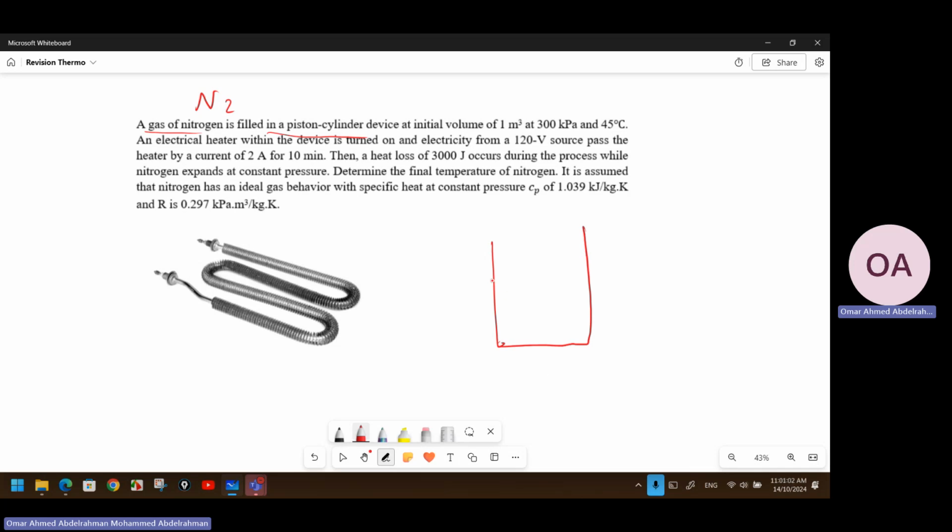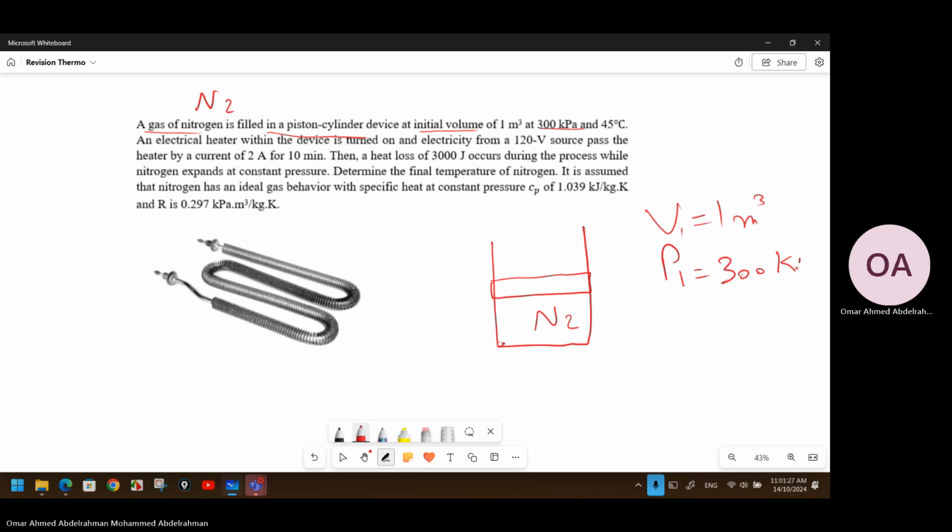Okay. So we have a piston cylinder, and inside this piston cylinder we have nitrogen. At initial volume, so the volume of the nitrogen inside the piston cylinder is 1 meter cubed, at 300 kilopascal, so P1 is 300 kilopascal. And we have the temperature is 45 degrees Celsius.